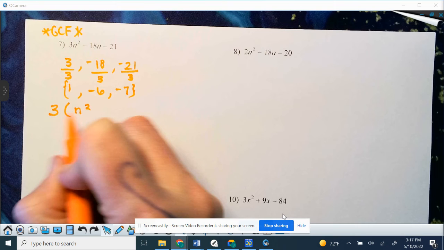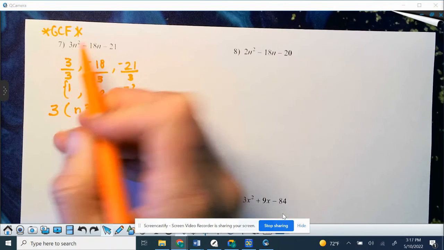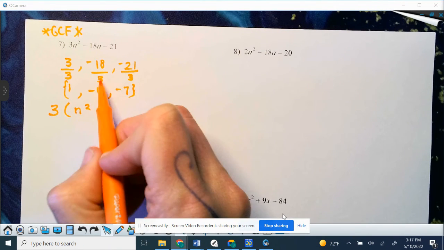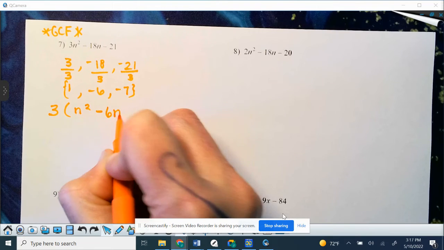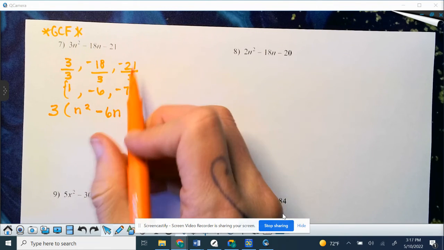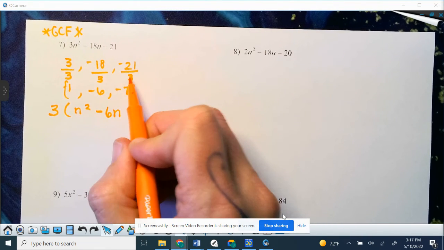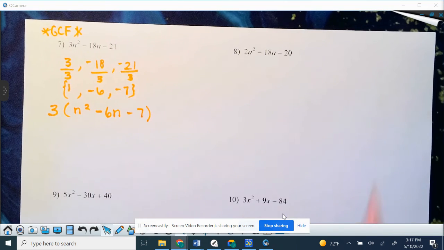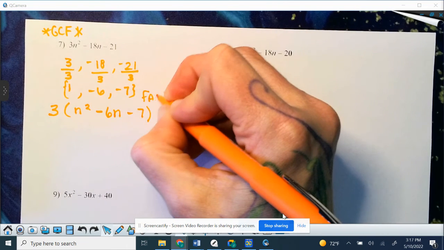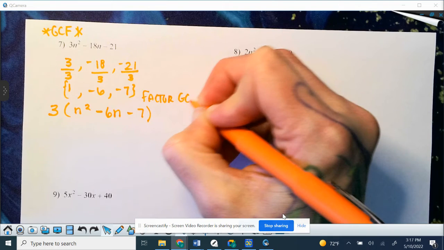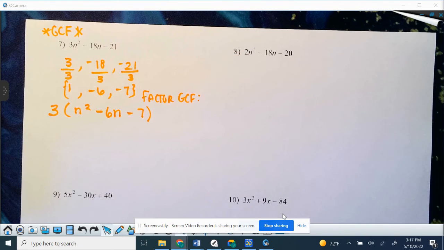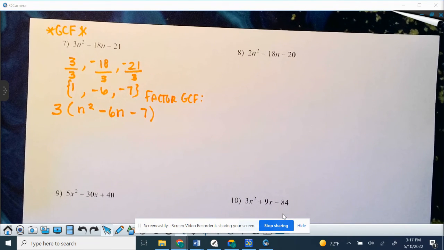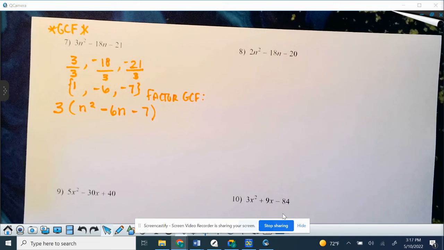And 3 times n squared gives me 3n squared. Negative 18 divided by 3 gave me that negative 6, and then we have the n still there. And then negative 21 divided by 3 is a negative 7. Now, that is factor GCF. If it says factor GCF, you're done. If it says factor completely, we have to keep going, right? So we have to keep going at this point.